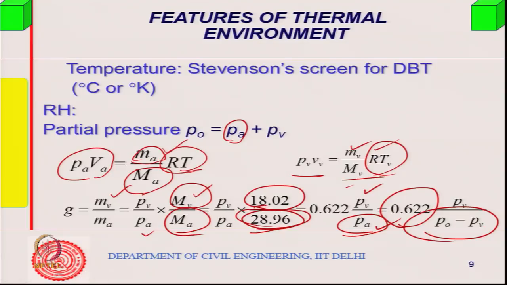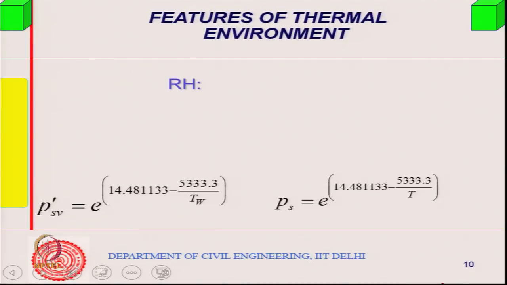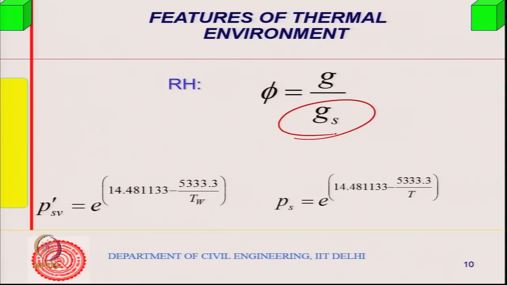So, you can see that moisture content is a function of vapor pressure and 0.662. So, it can actually be related to the vapor pressure of air. Now, relative humidity is G by Gs, where Gs is the saturated moisture content at saturation for the same temperature.